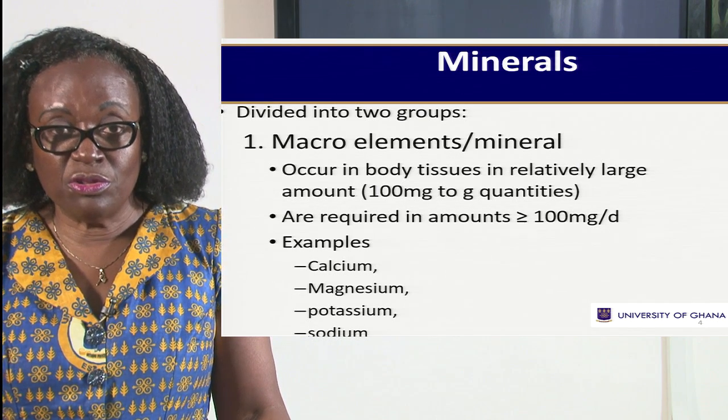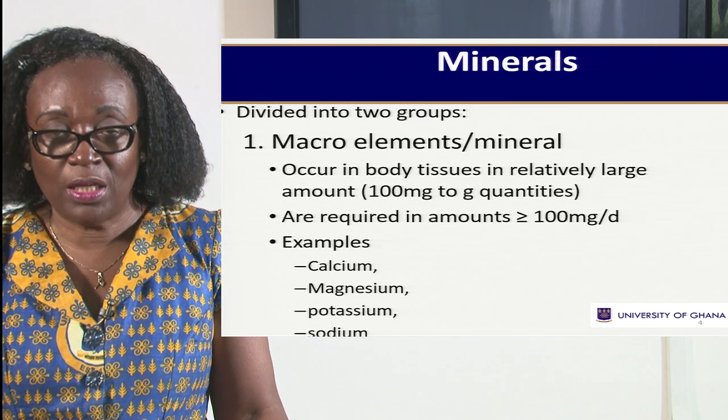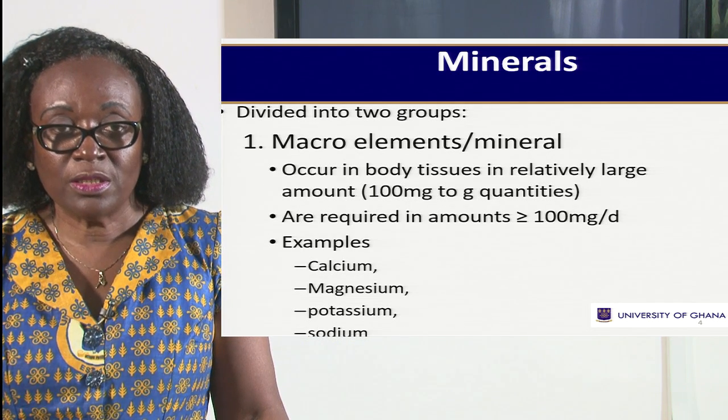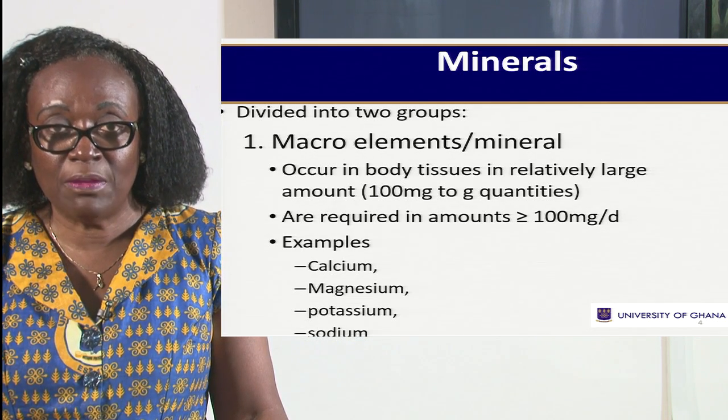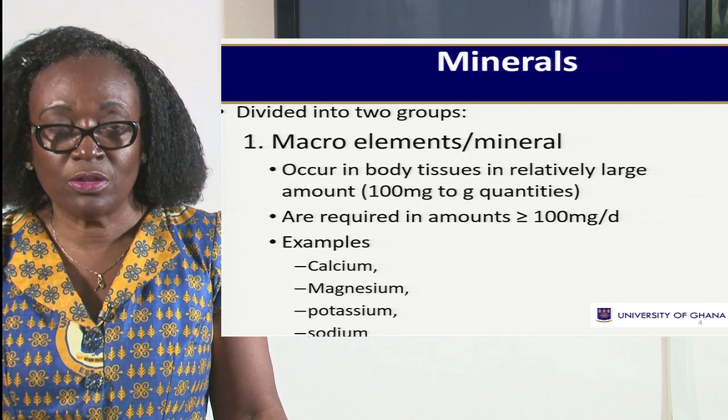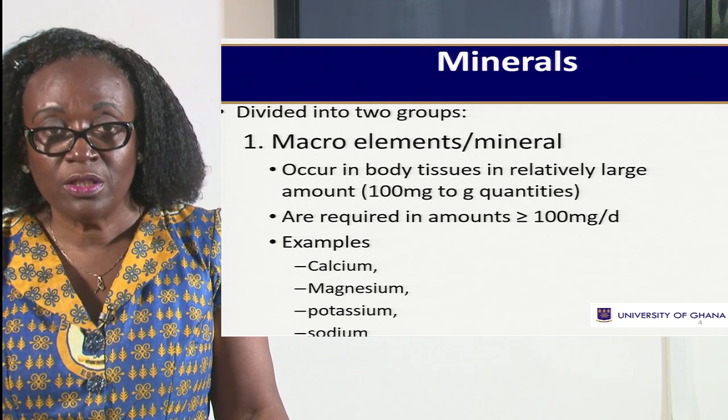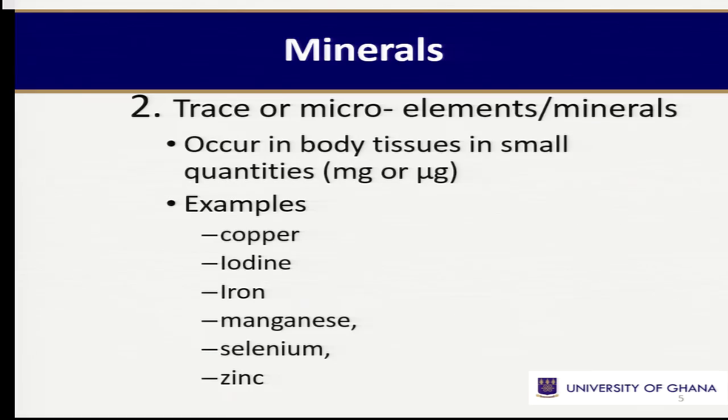Whereas the trace elements are needed in smaller quantities. Another typical example that you can easily identify among the macro elements is sodium. Sodium, and the common salt that we use in our everyday cooking contains sodium. Trace or micro elements occur in the body in small, minute quantities, from milligrams to micrograms. Examples are copper, iodine, iron, and zinc. But we shall deal specifically with iodine, iron, and zinc because these 3 are of global health importance.